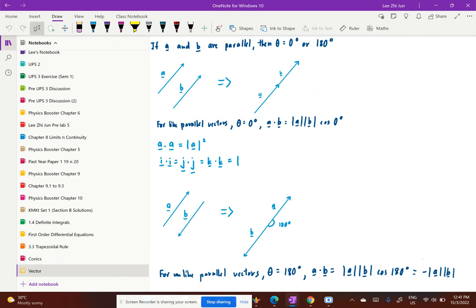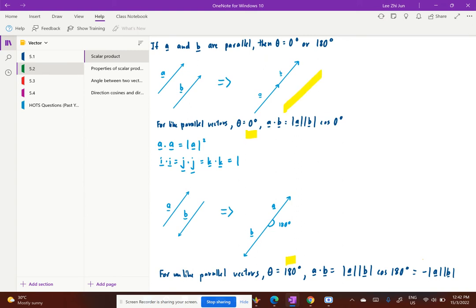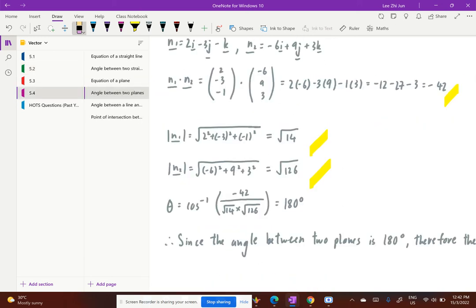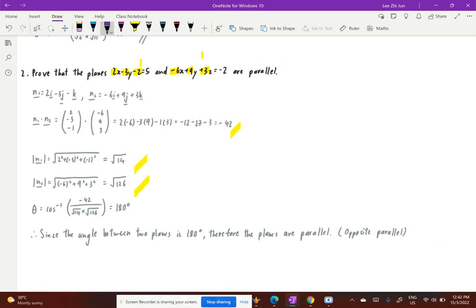Look back at the scalar product. So for parallel vectors, the angle between the vectors will be 0 or 180. The 0 is like parallel vectors, which is the same direction. 180 is the opposite direction, but parallel. So we use this theory. Since the angle between the two planes is 180, the planes are parallel, but in opposite directions. So let me draw. Yeah, they are parallel, but their normal vectors are on different sides. One goes down, one goes up.